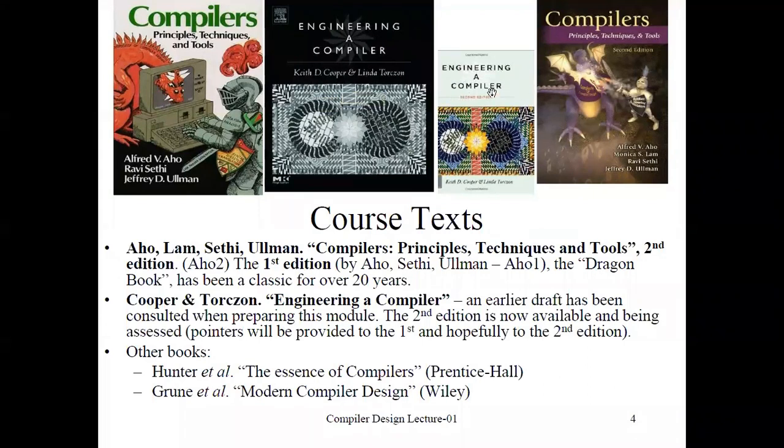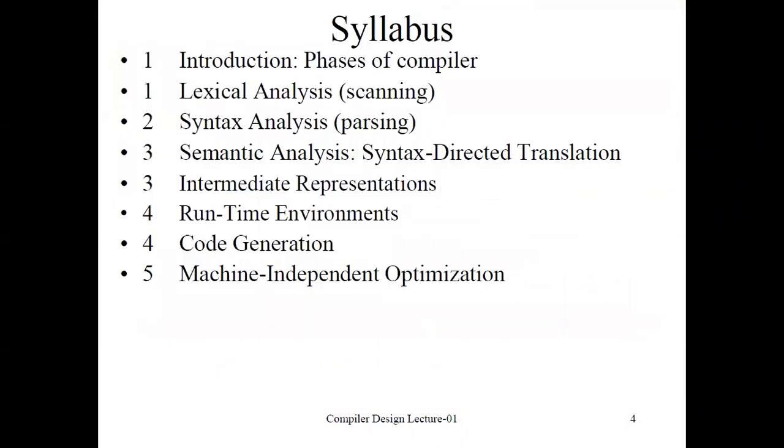Then other books are also here, which I mentioned: Hunter, The Essence of Compilers, and Grune, Modern Compiler, for additional information. But this first book, the second edition, is enough to cover all the topics as per our syllabus. So then, coming to the outline of the syllabus, what we are going to cover.